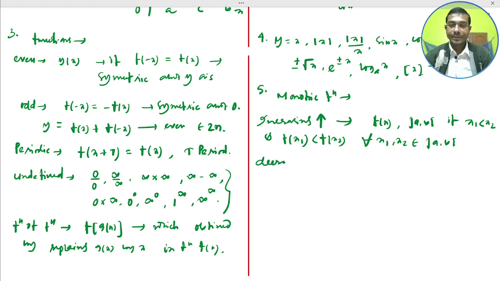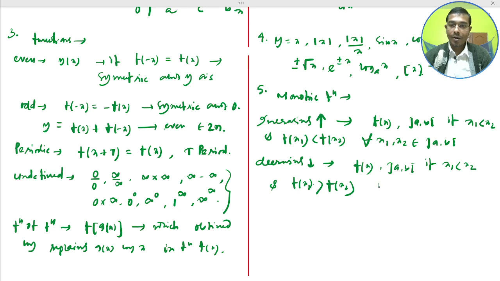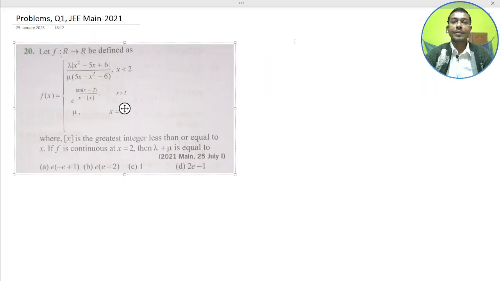Next, the decreasing function. A function f(x) is said to be decreasing in the interval (a, b) if and only if x1 less than x2 and, mind it, f(x1) is greater than f(x2) for all values of x1, x2 belonging to the closed interval [a, b]. This is the definition of the decreasing function. And now we switch the lecture into the problem discussion session.